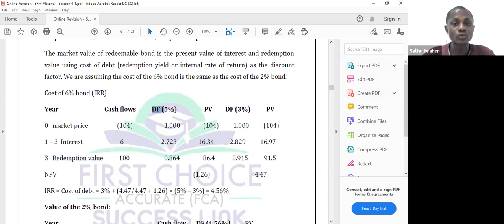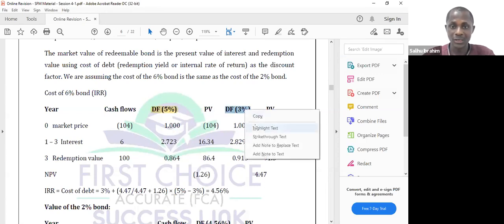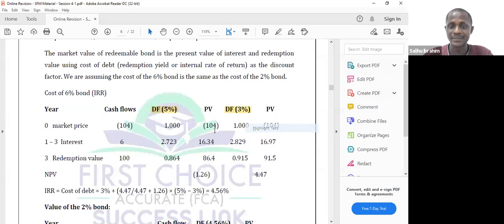So you assume any two discount rates of your choice. Please don't start calling me, how did you get 5 and 3%? You can change the 5 and 3%, put your own rate, you still get approximately the same thing. So when you are doing IRR, you are going to assume any two rates of your choice.